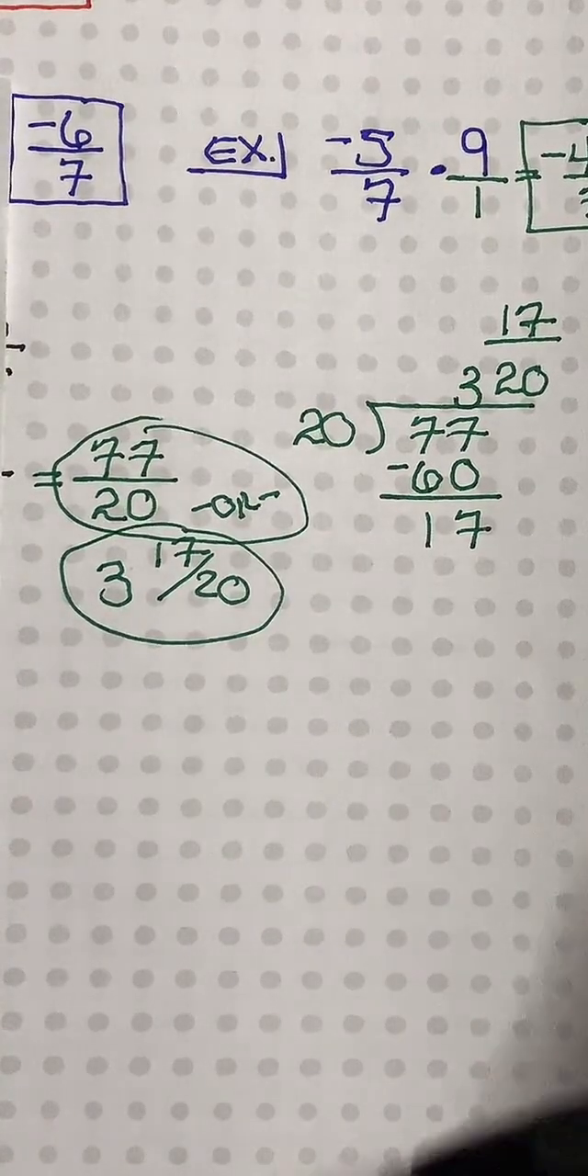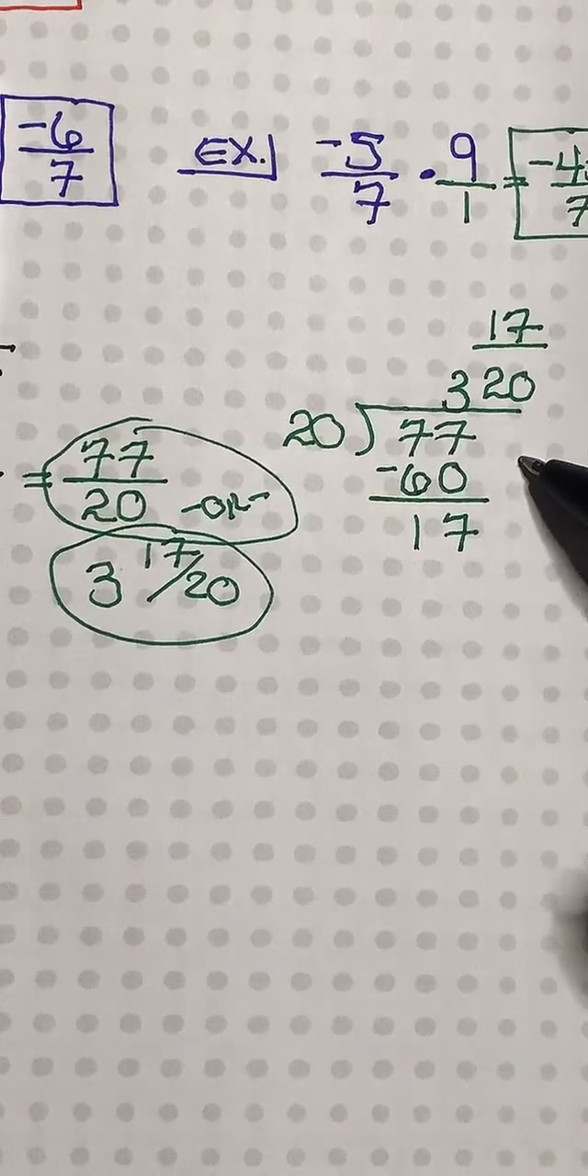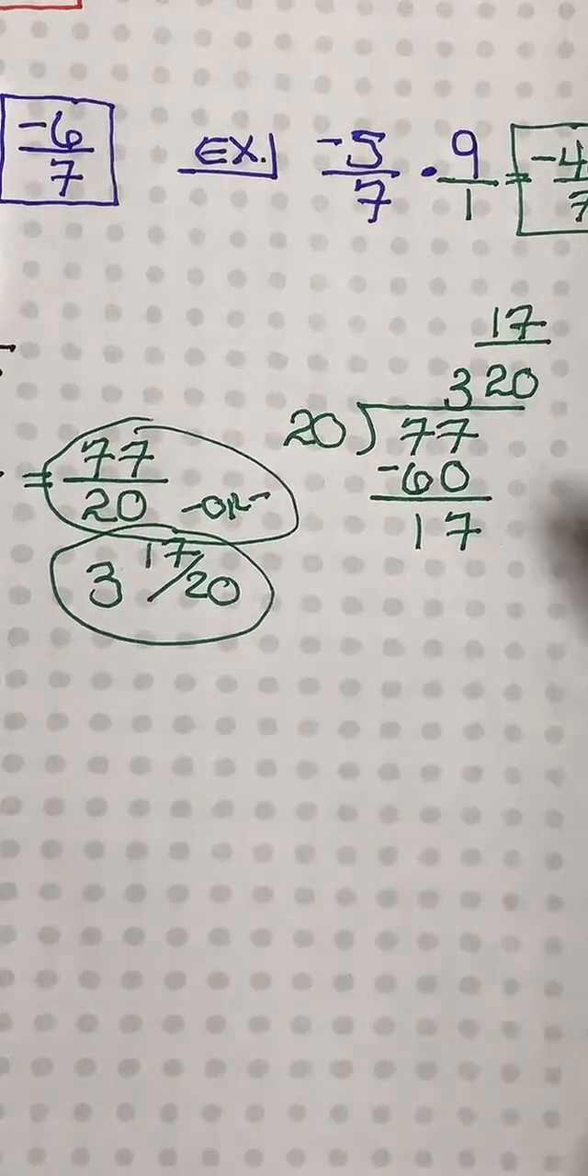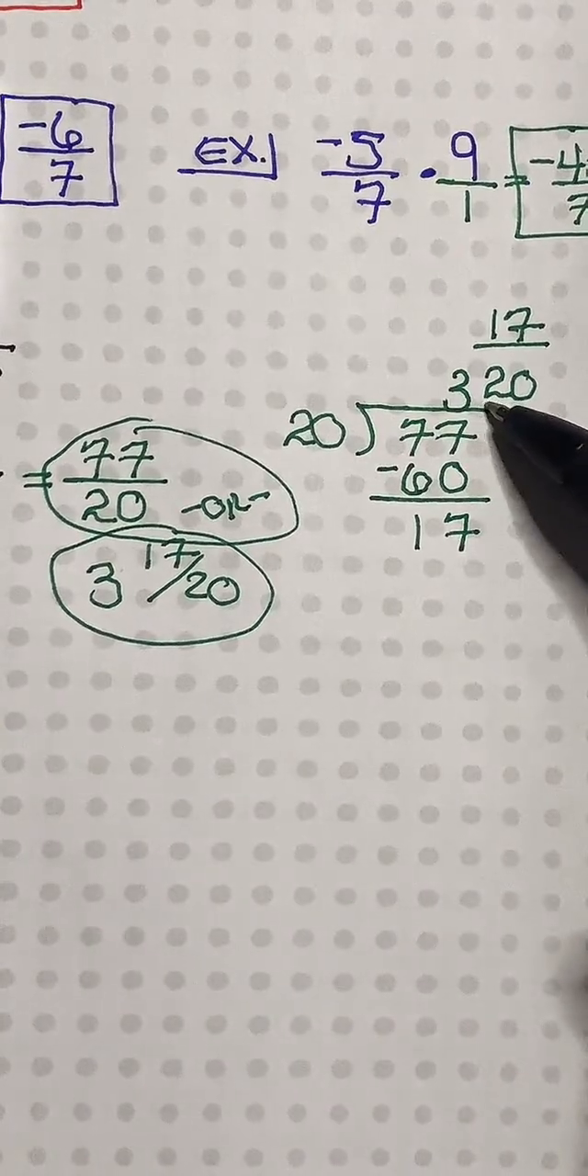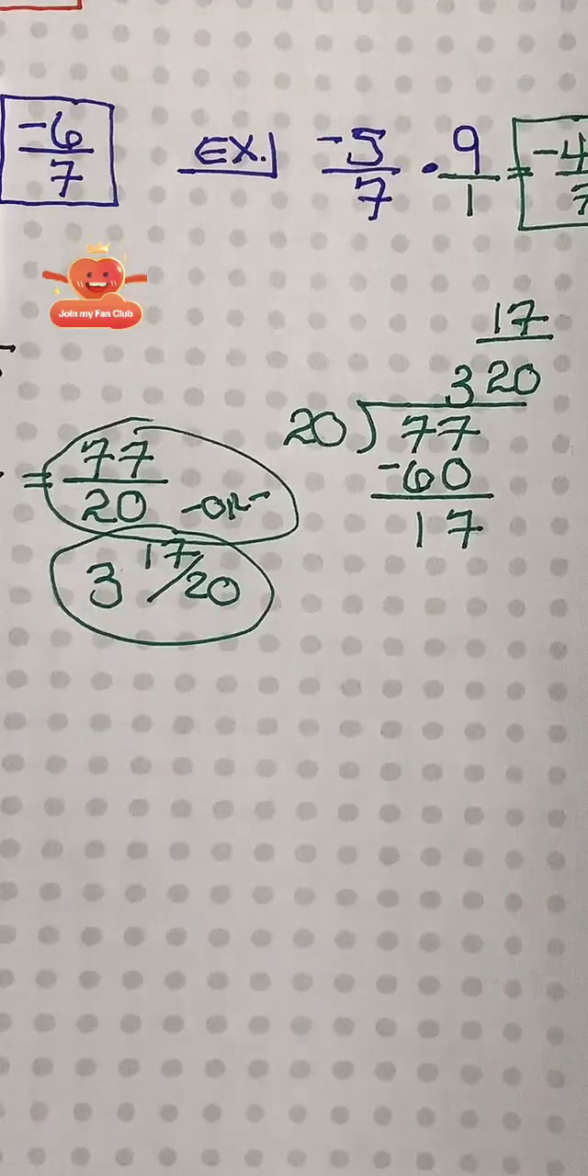Okay, now if they said approximate, that's when you would put a decimal here, add your 2 zeros, bring your 0 down, and then continue on. And make sure you put your decimal up here. Whatever you put down here, you got to put exactly up top.